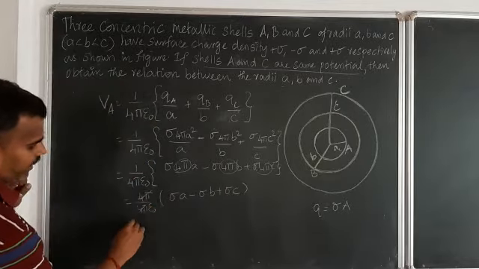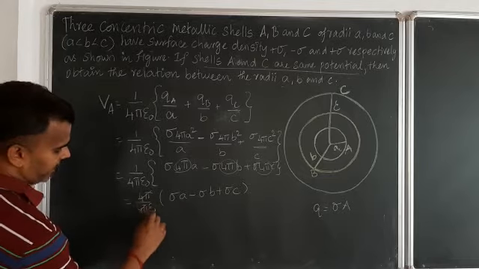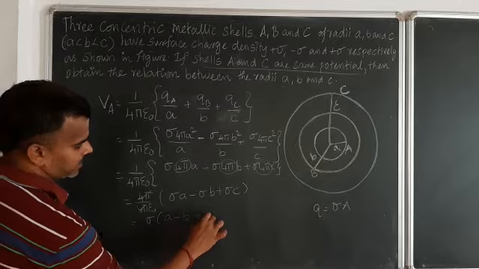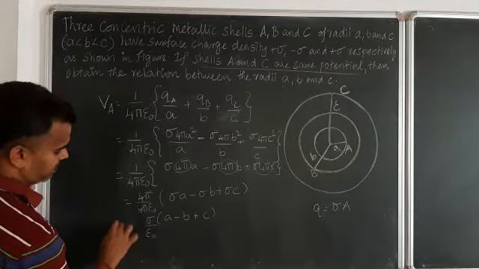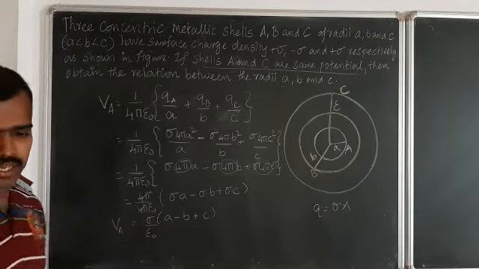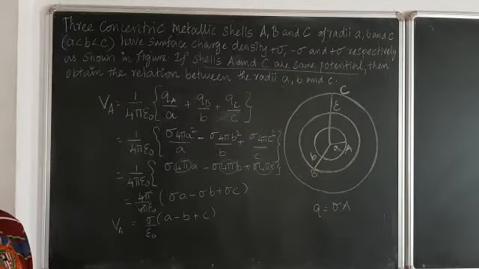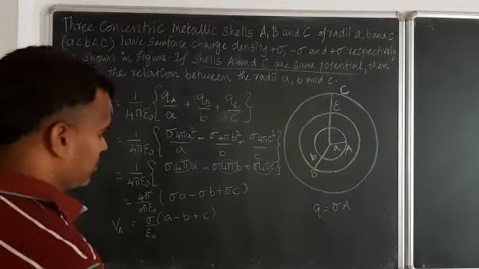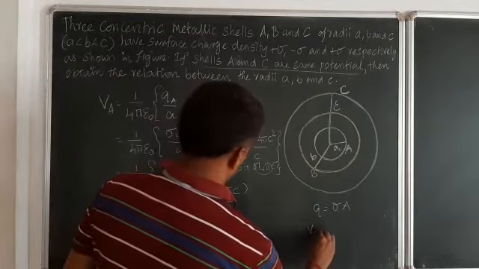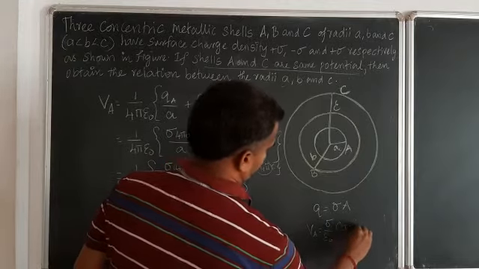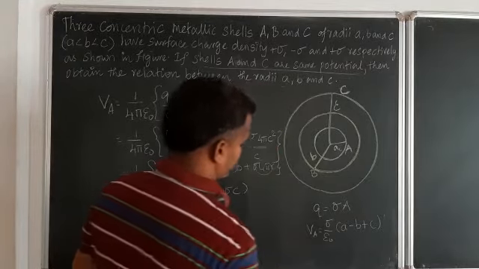So if you cancel over it, let's take sigma as common. Sigma is equal to A minus B plus C divided by epsilon. This is for the electric potential at the sphere A. So here I can write VA is equal to sigma by epsilon naught times (A minus B plus C).